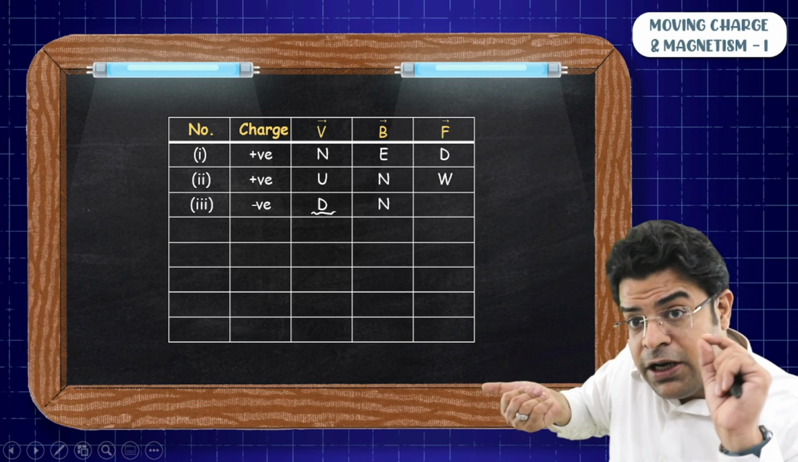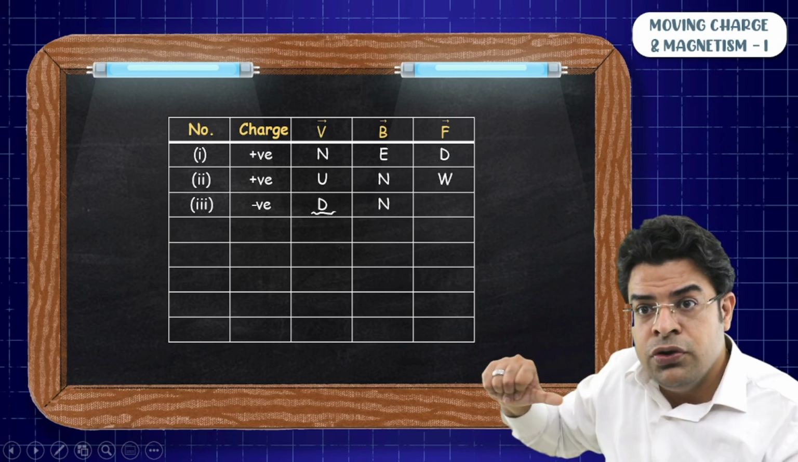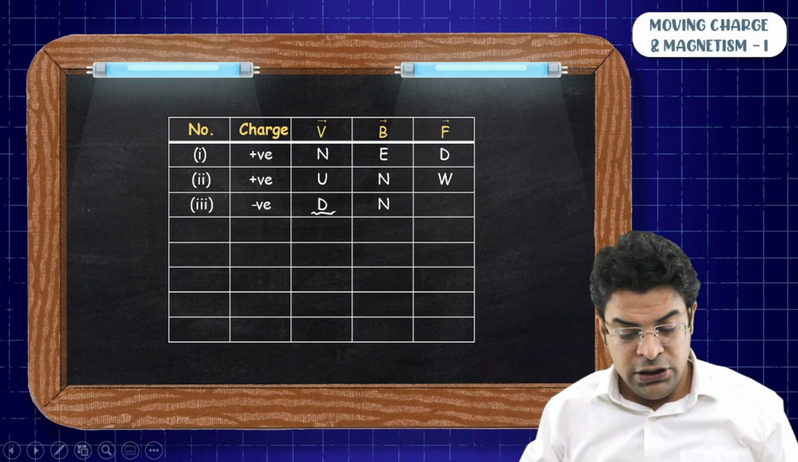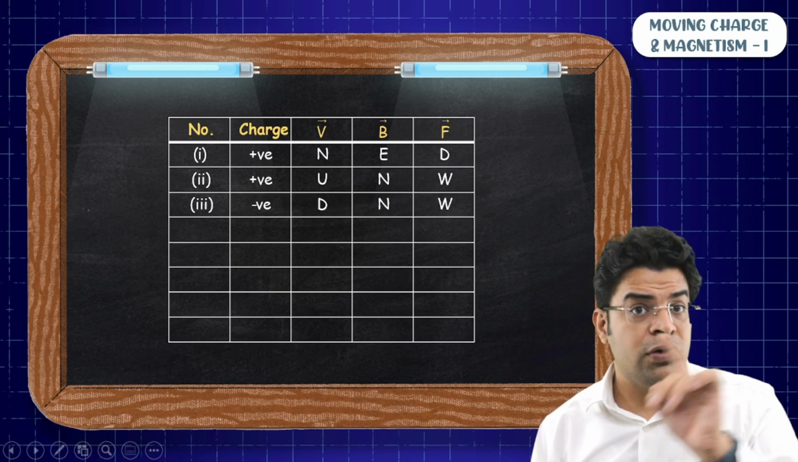But the charged particle involved is negative. So you will have to turn your thumb. So the correct answer will be west. So in this case, the answer will be west. The force will act towards west.